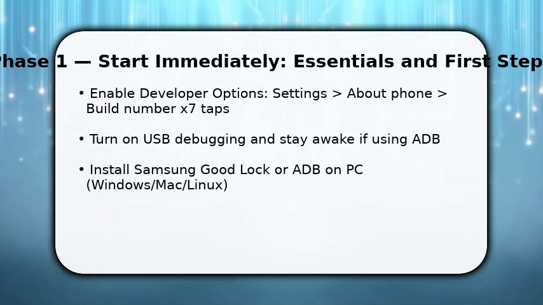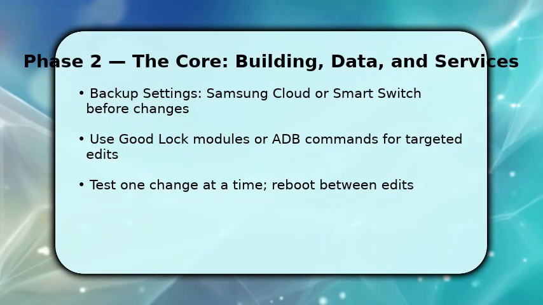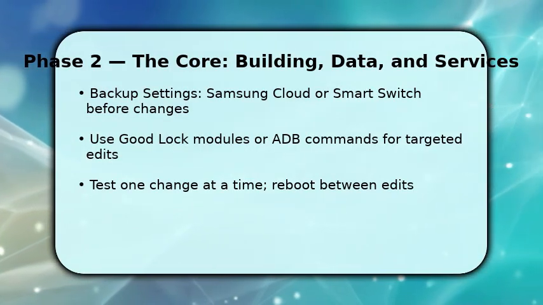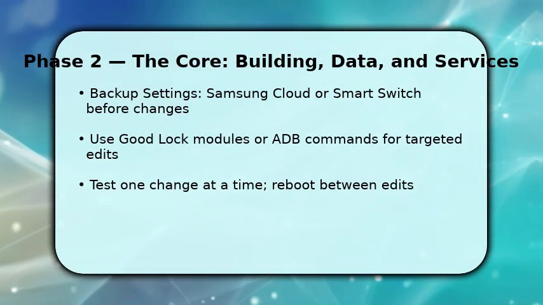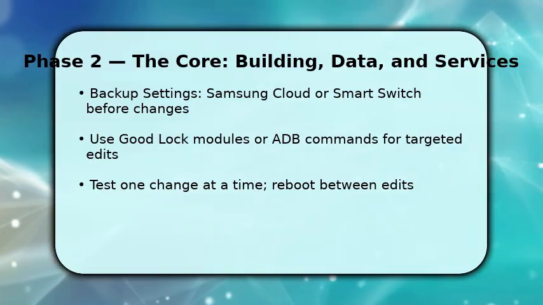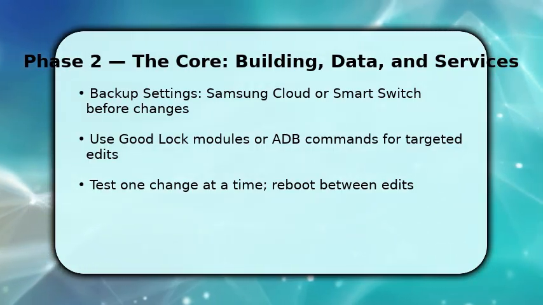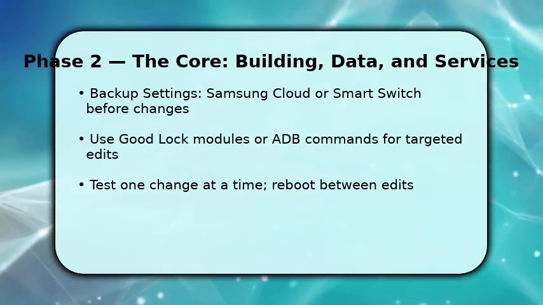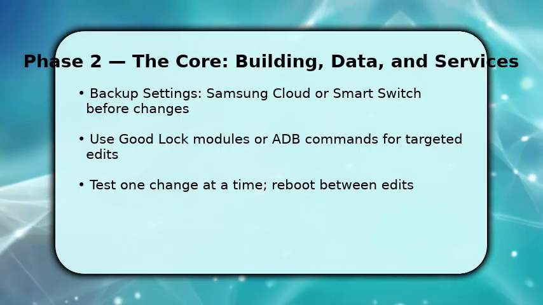Don't skip these steps. Now you'll make the specific system UI changes. If using Good Lock, open QuickStar, Navstar, or Task Changer and adjust colors, layout, and navigation gestures. Apply one module at a time. If using ADB, run targeted commands to change overlays or package settings. Use adb shell pm cautiously.